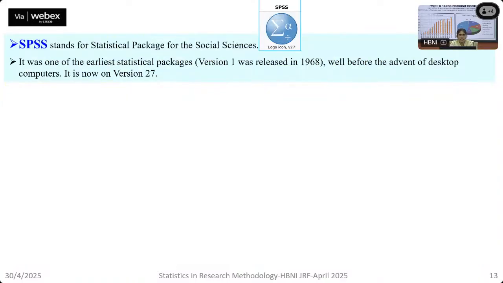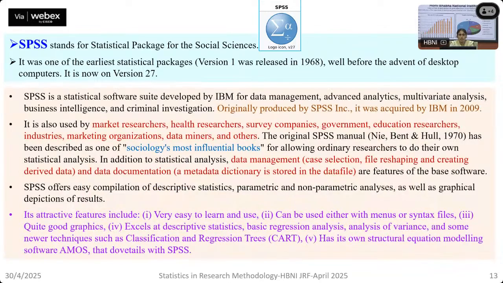This Statistical Package for Social Sciences, SPSS, is also a payable software. This is used by population scientists and social science people generally. It is one of the oldest statistical packages, maybe the first and foremost package used by people. So it is very easy, very simple for any person to do. The features are very easy to learn and use.